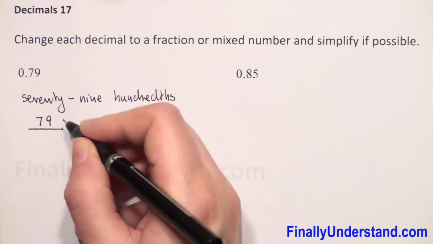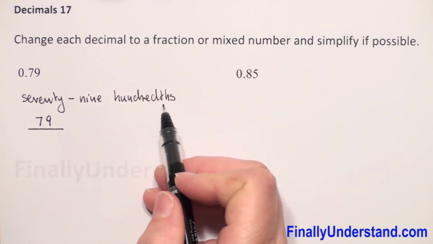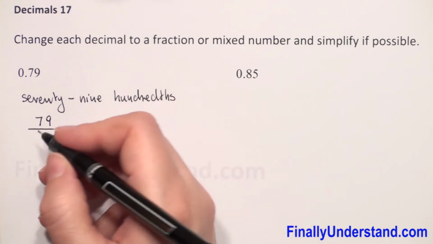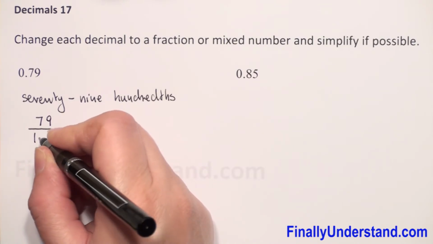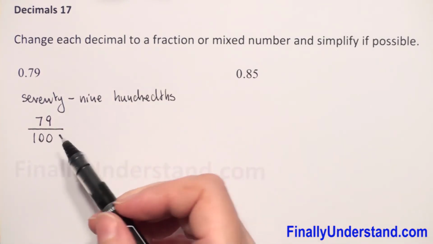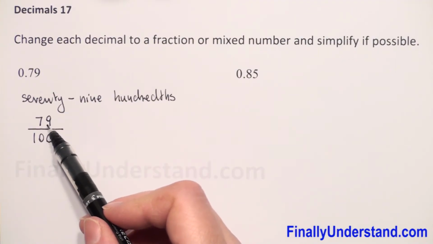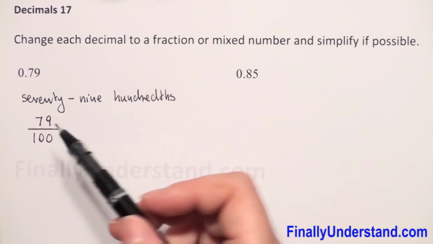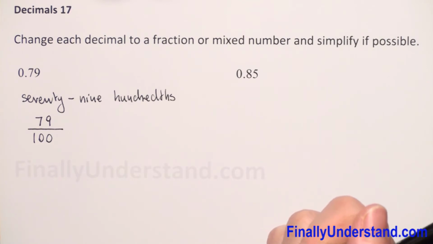And what is in our denominator? Hundredths we have. So we need to write 100. So we have 79 hundredths. And because we can not reduce numerator with denominator, this will be solution to the first example.